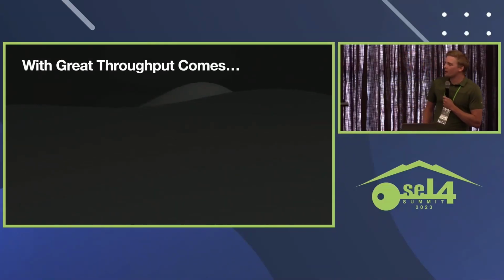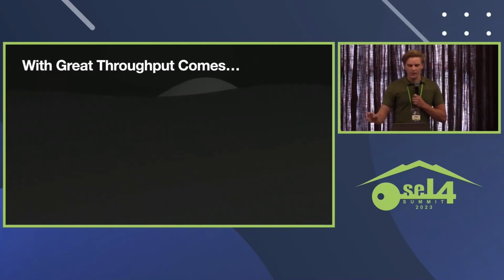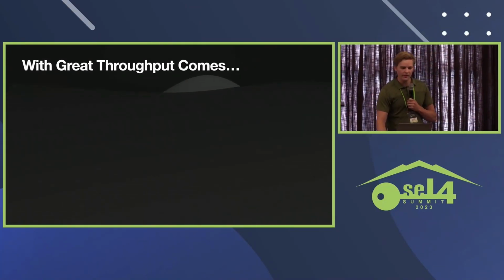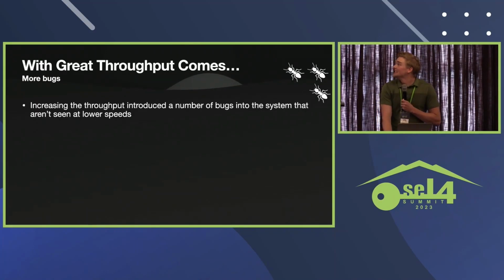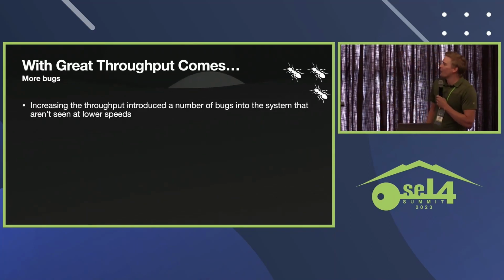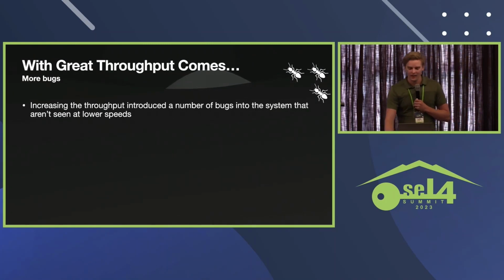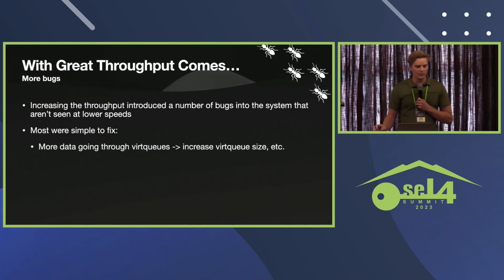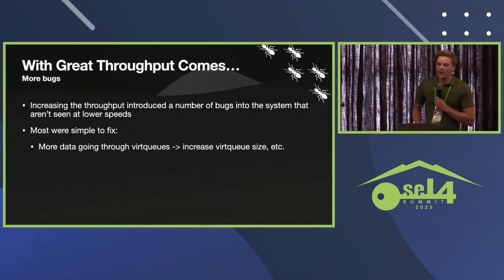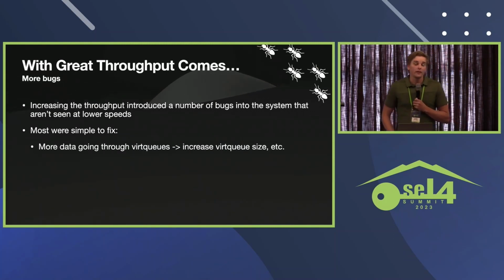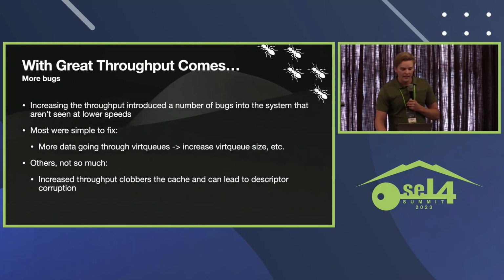But, you know, the old Spider-Man quote, with great power comes great responsibility. With great throughput comes more bugs. So increasing the throughput introduced a number of bugs that weren't seen at lower speeds. Some of them were simple to fix. More data going through the virt queues meant that the virt queues were running out of space rather quickly. So what do? You just increase the virt queue size, problem solved, easy.